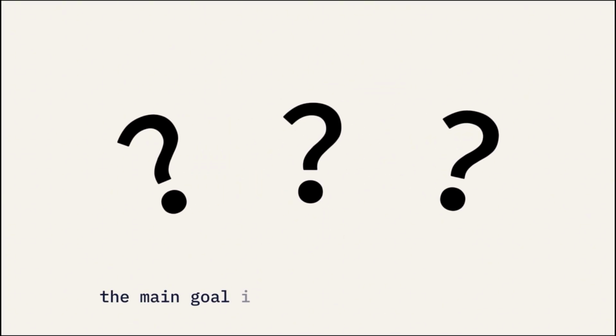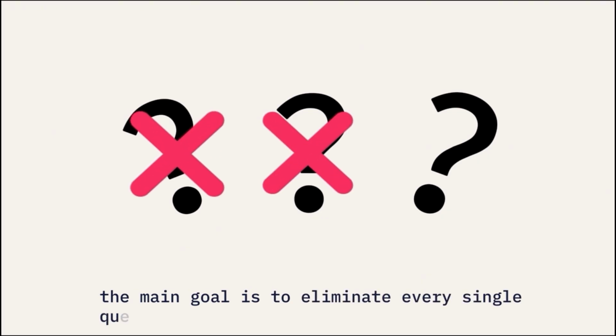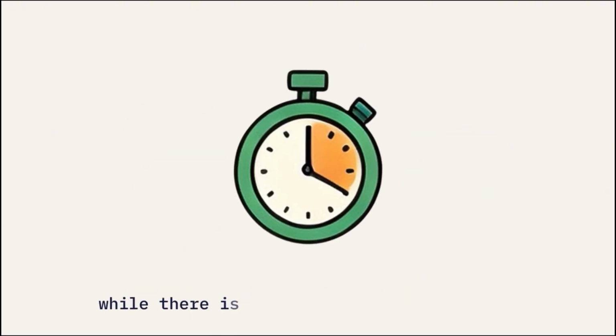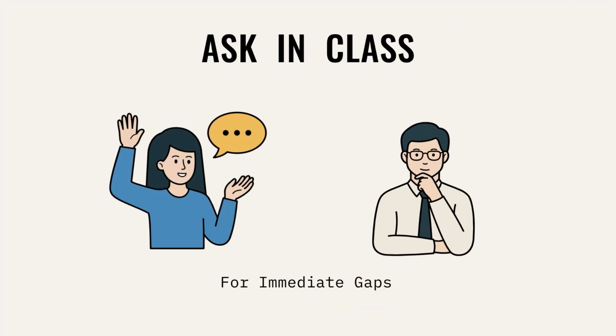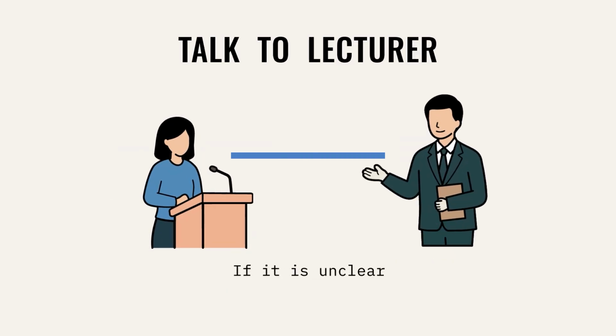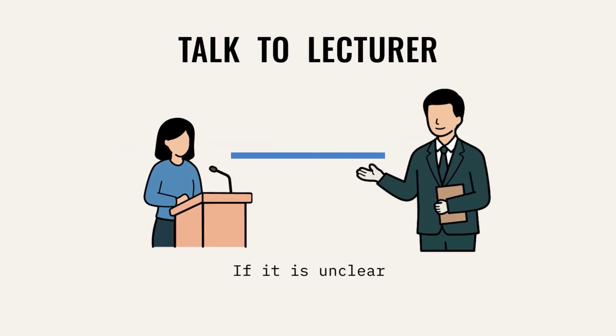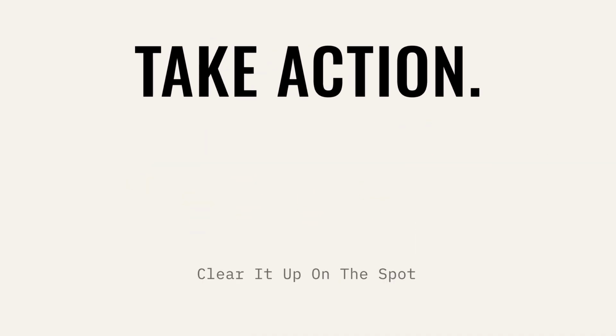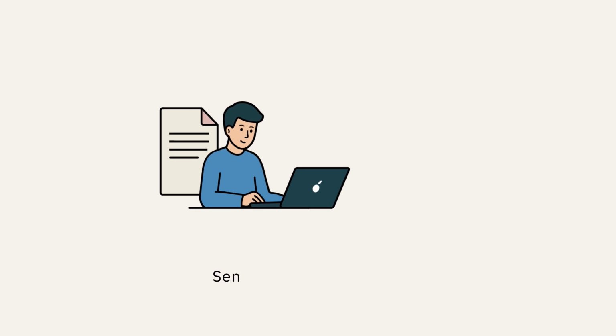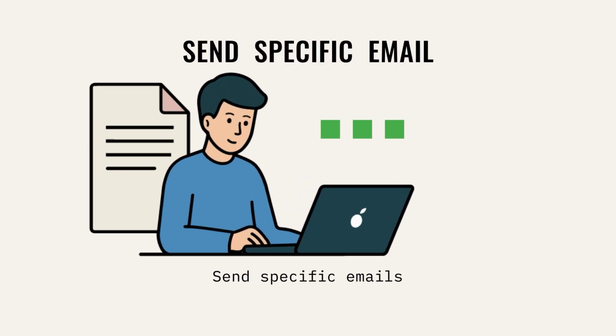The main goal is to eliminate every single question mark, while there is still time for immediate gaps. For immediate gaps, ask questions right inside the classroom. If it is still unclear, talk to your professor immediately after the lecture. Do not just sit there confused. Clear it up on the spot. Send specific emails to get more information.